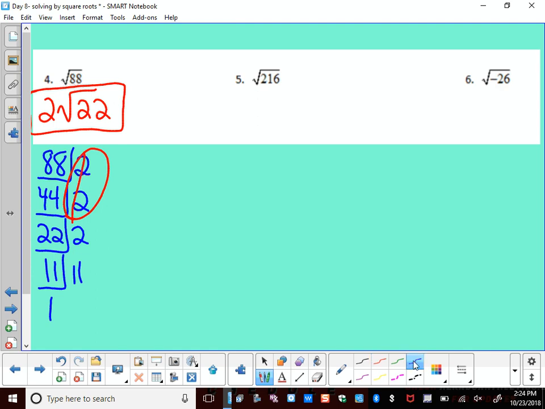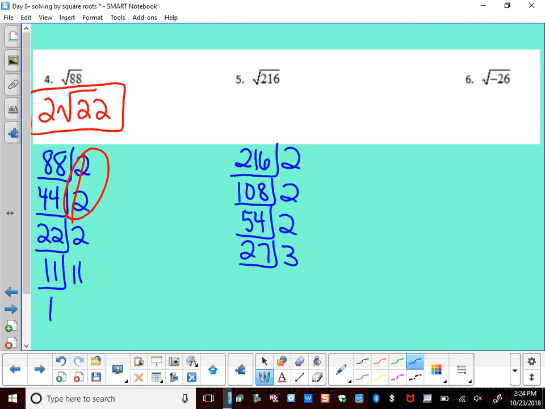So for number 5, the square root of 216. Give me a moment. Alright. Factor ladder for 216. Smallest number is 2. We get 108. We divide. Is that 54? And then we get 27. It's 3. Be careful there. And then we get 9. And 3. 3. 3. And then 1.